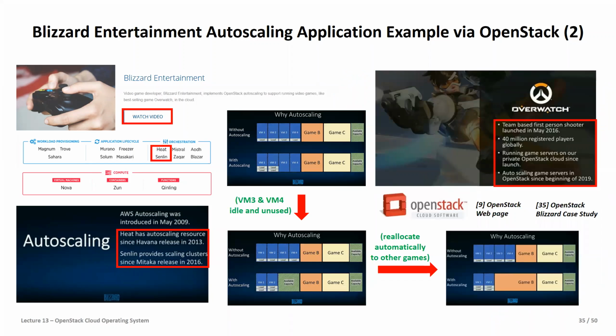And Blizzard is a very good example of that. It also shows very nicely, with this game, why they need this technology, auto-scaling. Overwatch is a first-person shooter. I have to admit, I never played it, but you see the numbers here: 40 million registered players globally. This gives you an indicator that administrators can no longer watch the numbers day and night in front of the screen and say, oh, we have to change this server or that server.